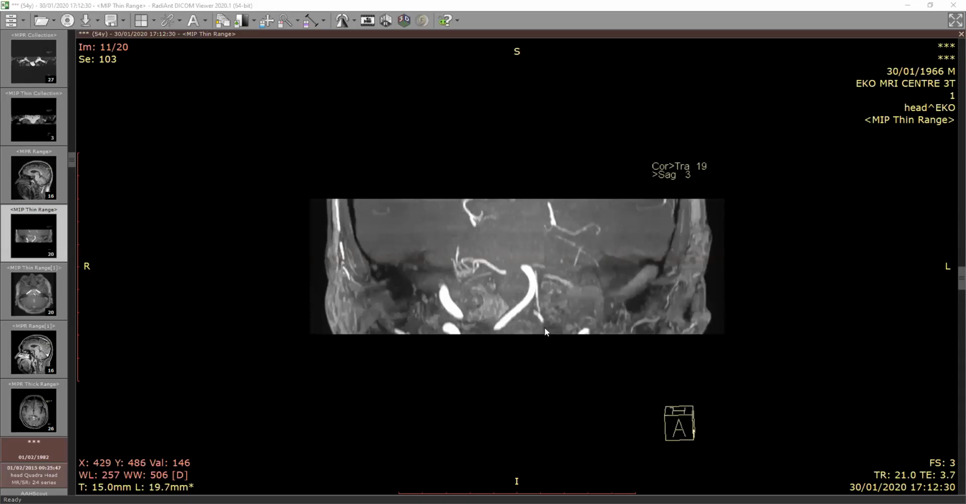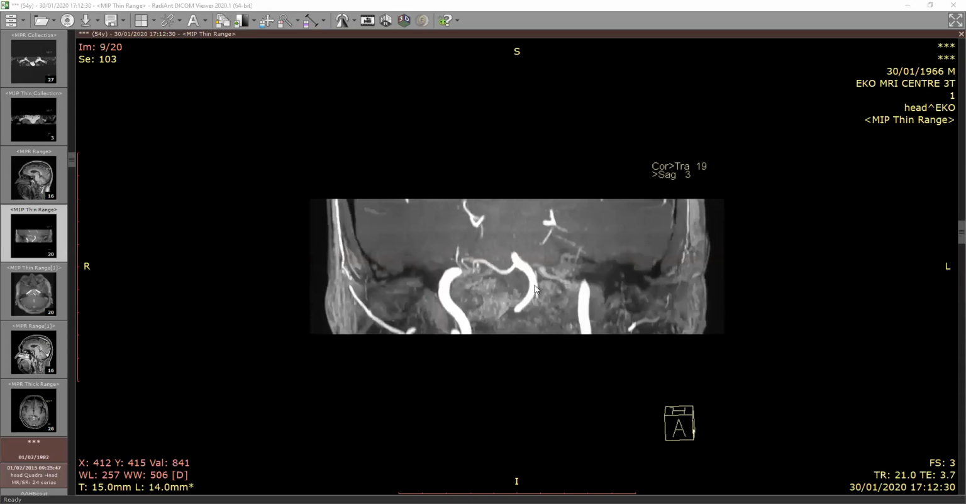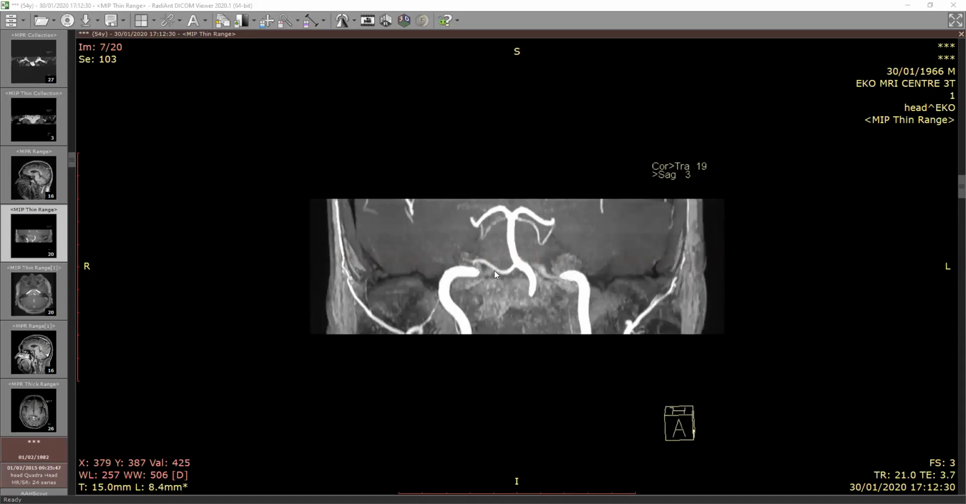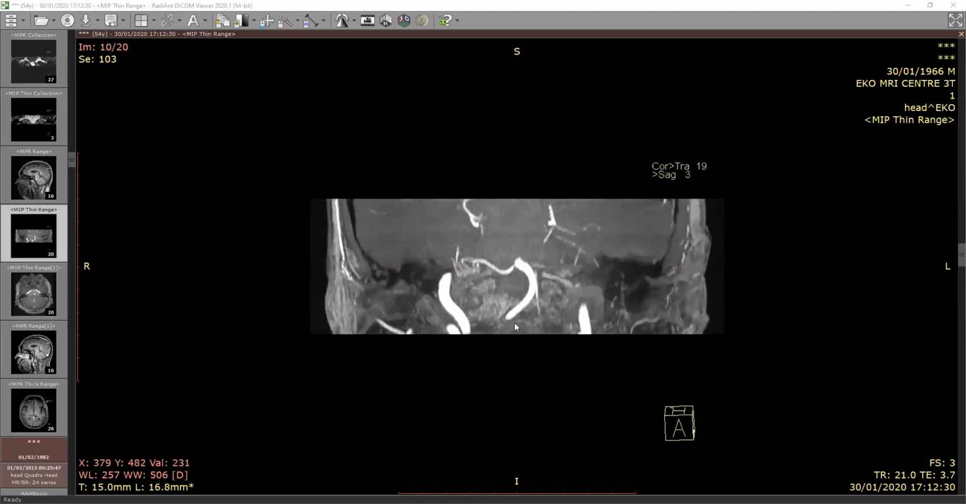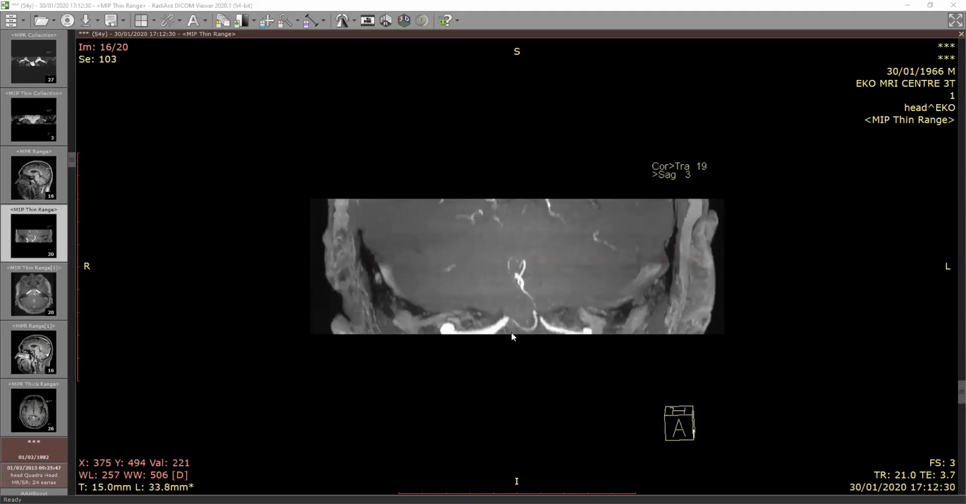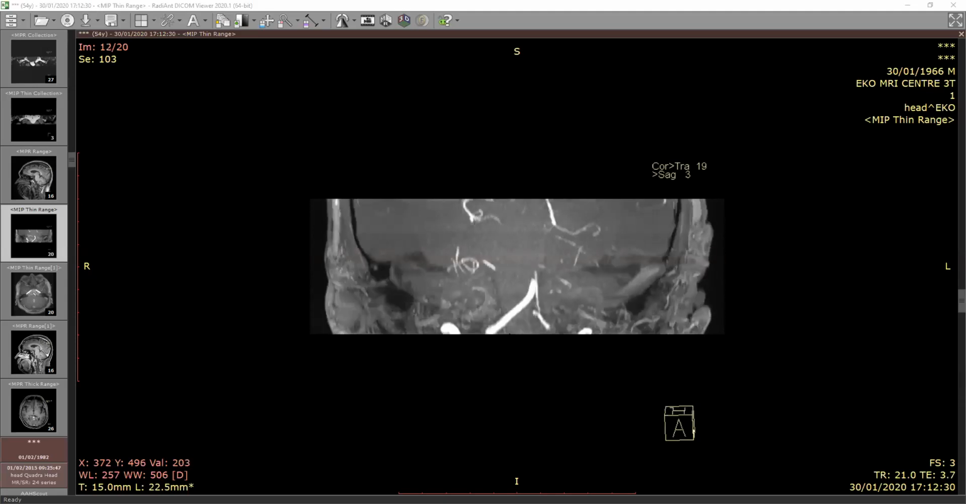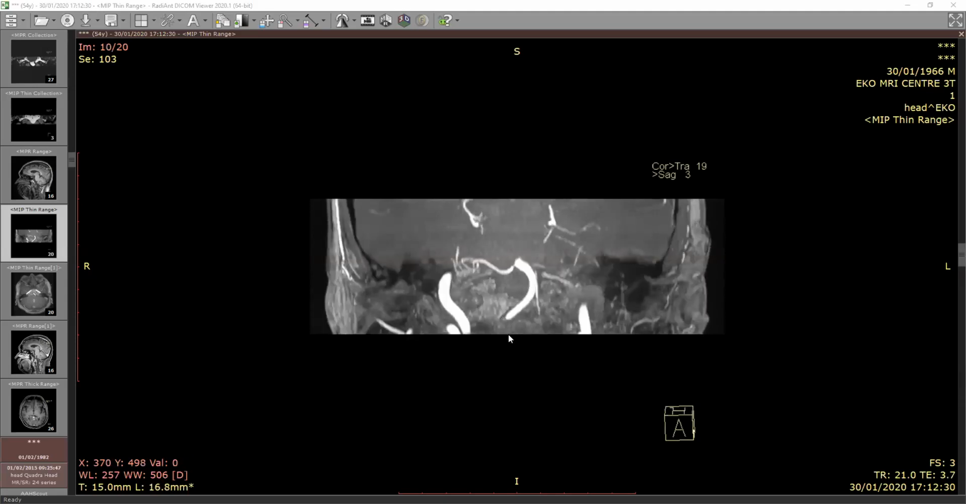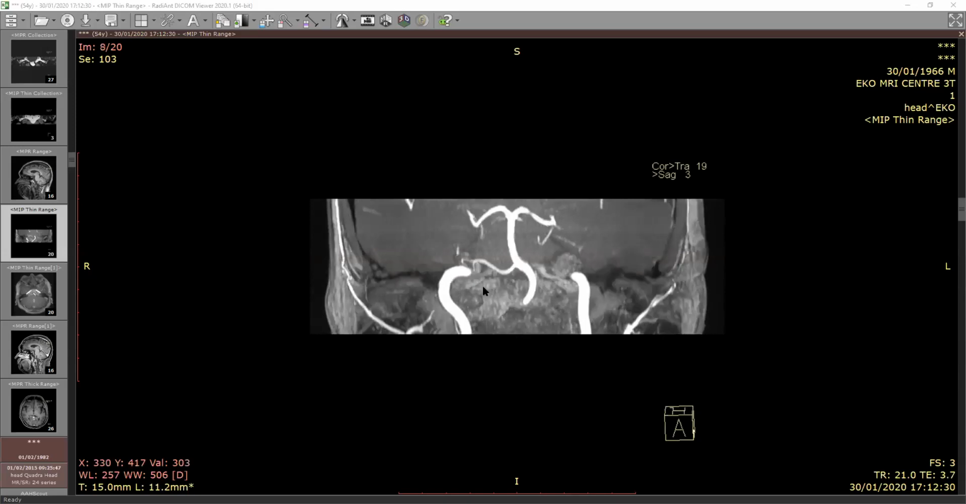And as we move, we see that the vertebral arteries have joined. Okay, and then the first branch is the ICA. This is the internal carotid artery. So this is the vertebral artery here, and now the two vertebral arteries have joined. So this is the basilar artery, and this is the ICA arising from the basilar artery. This is the right side, this is the left side.